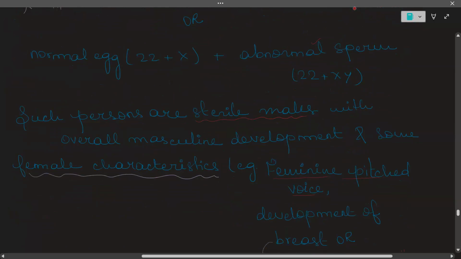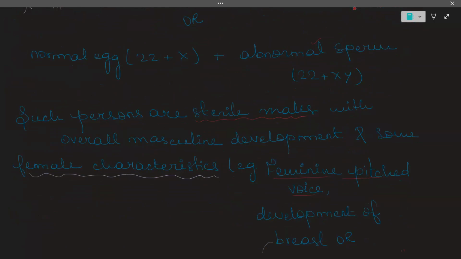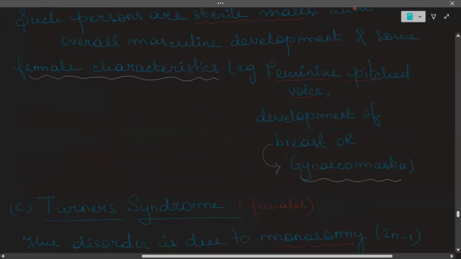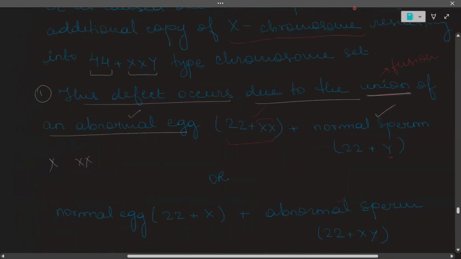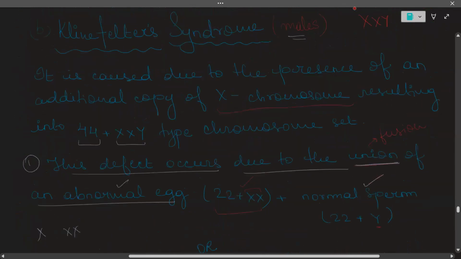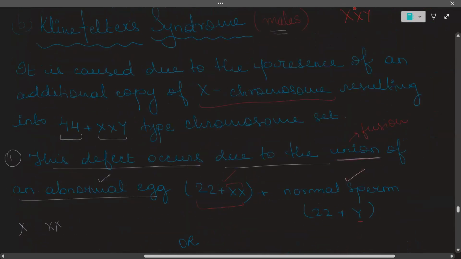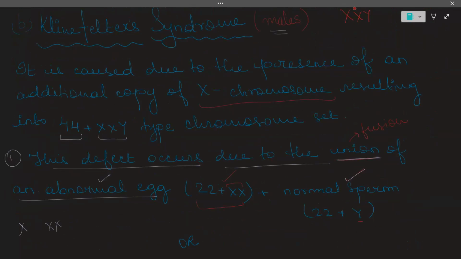They look like males, but they have some female characteristics in them because of the presence of an extra X chromosome. Now, what are the female characteristics that are there? There is a feminine pitched voice, then the development of breast, which is known as gynecomastia. So even though these persons that have Klinefelter syndrome are males, they have certain female characteristics in them because of the extra X chromosome.